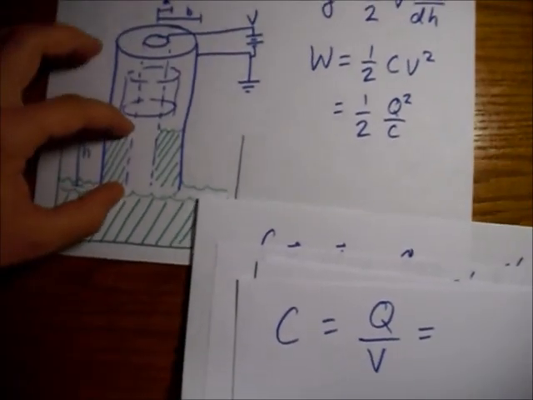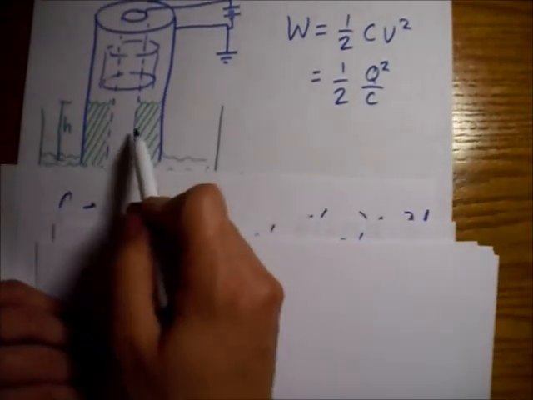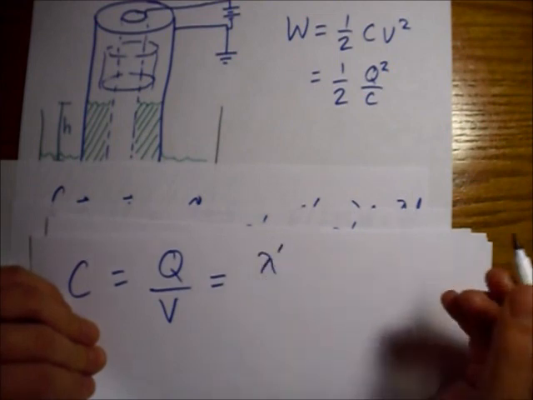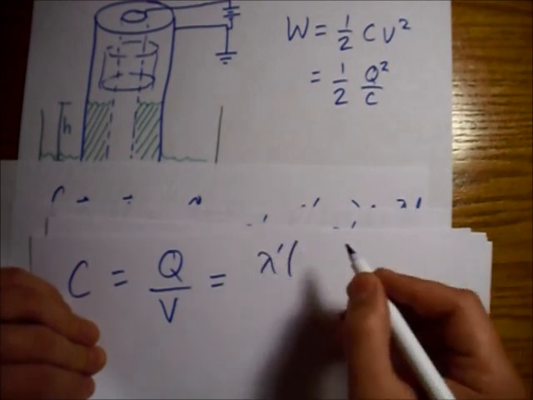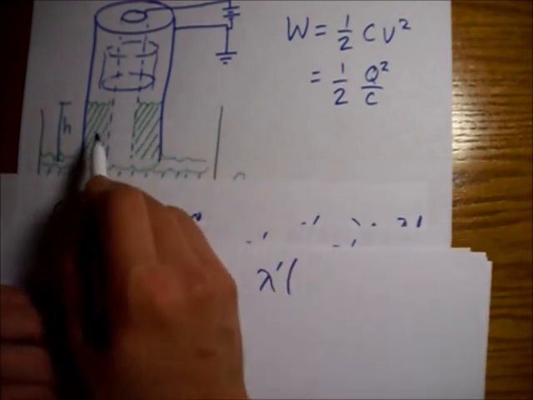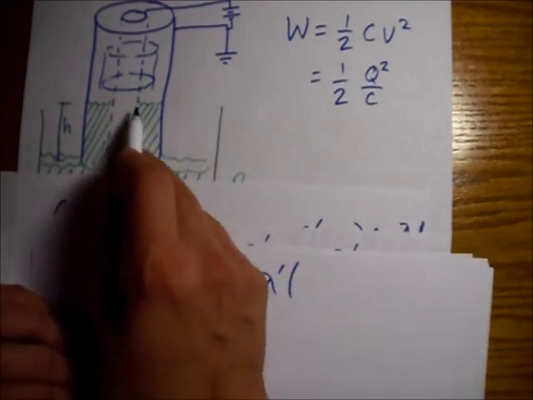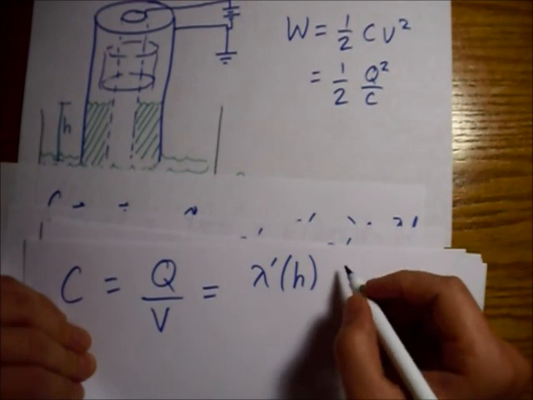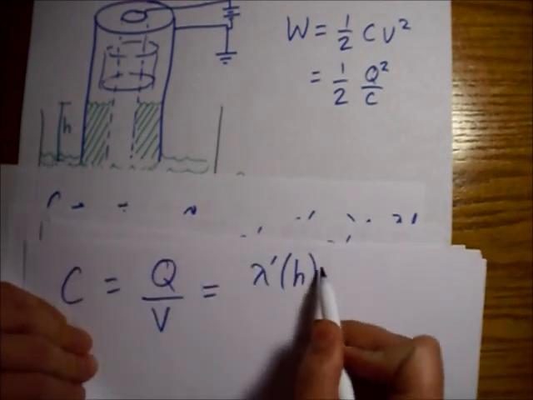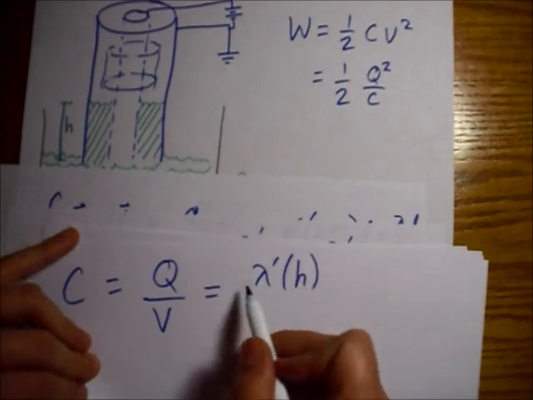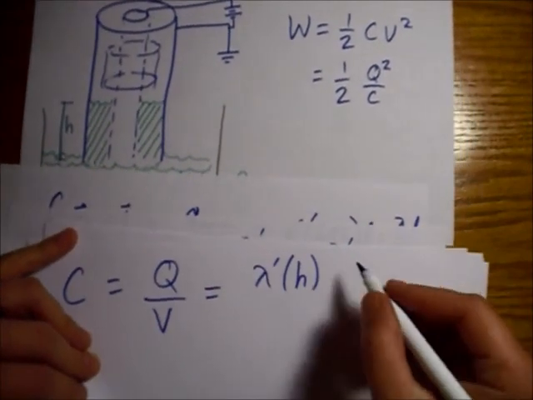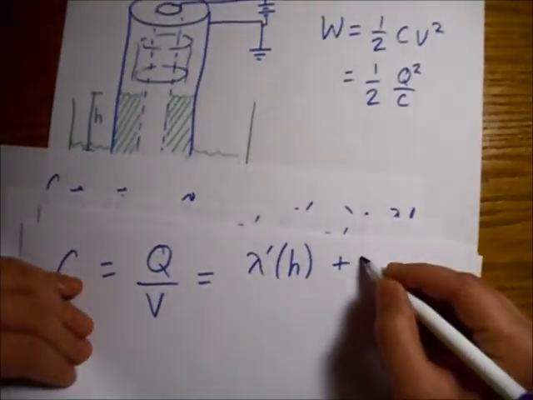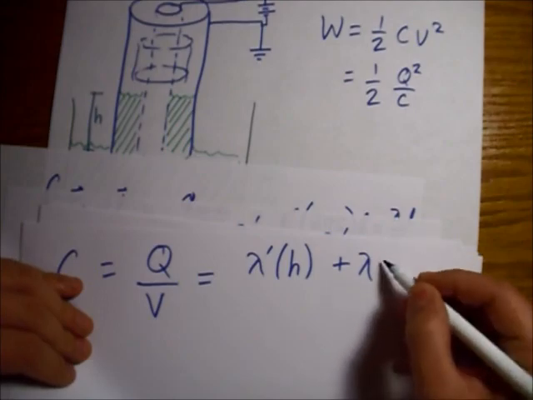Now let's look at the bottom one first. So again, the linear free charge density here on the bottom, lambda prime, multiplied by the length of this section, h, gives us the charge on our capacitor for this lower piece. Now we're going to add this upper piece, which had a linear charge density of lambda.